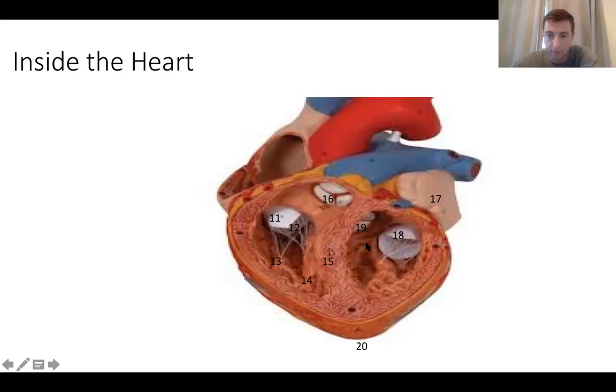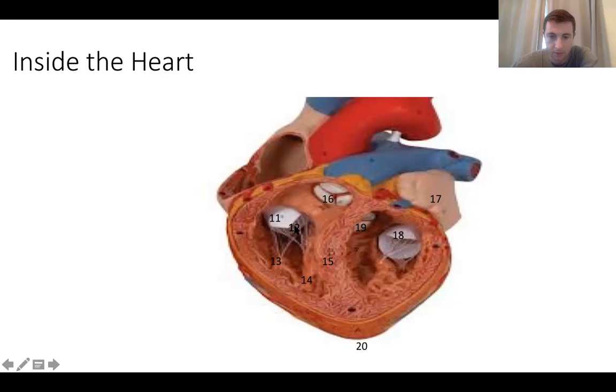Once it's in the left ventricle, it goes through this valve, labeled as 19, and then it is pushed out through the ascending aorta, the aortic arch, the descending aorta, the brachiocephalic trunk, the left common carotid artery, and the left subclavian artery. So we'll go through these structures that are inside of this heart. We'll start with 11. The 11 is this valve right here. It is the tricuspid valve.